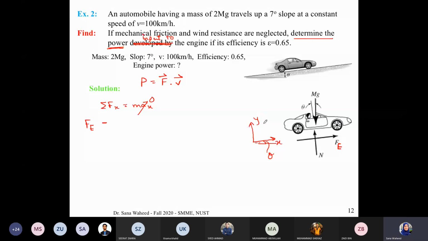That's a plus minus mg ka sine theta component, and this will be equal to zero. So this tells me what my applied force is. That's going to be 2009.81 sine of 7 degrees. So Fe ki koi value aa rahi hai, 2391 newtons, 2390, three significant figures.